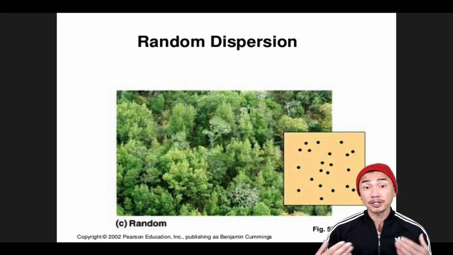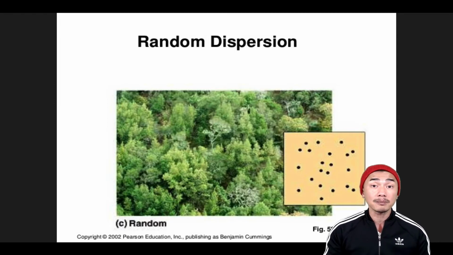A random distribution is the most rare and is often found when organisms are fighting over some limited resource. The trees in this forest, for example, are fighting for limited amounts of sunlight, so they will grow wherever they can.